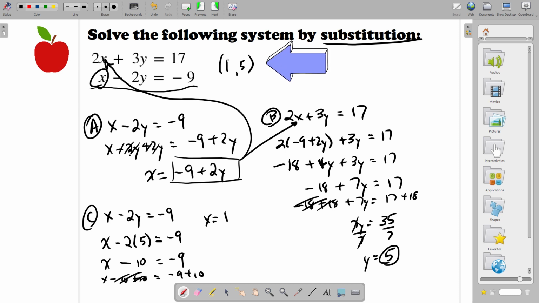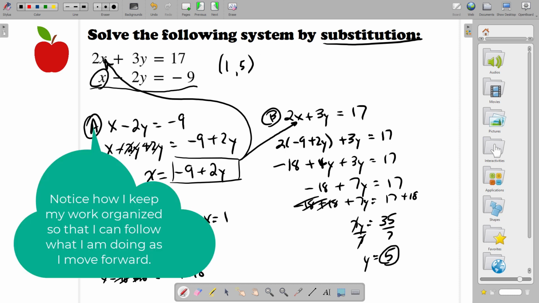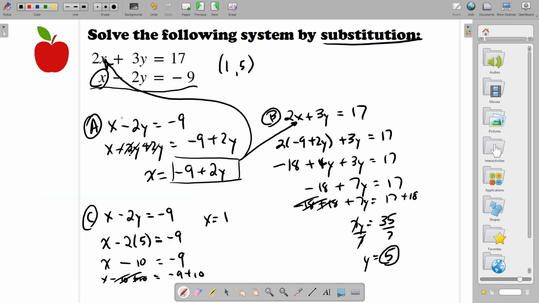And I can check this by taking the 1 and putting it in for the x, the 5 and putting it in for y, evaluating this side and making sure that it comes out to be 17 like on the other side. Put 1 in for x, 5 in for y, evaluate this and make sure that on this side I get -9, that matches that side. Then I know that that is the correct solution to the system.